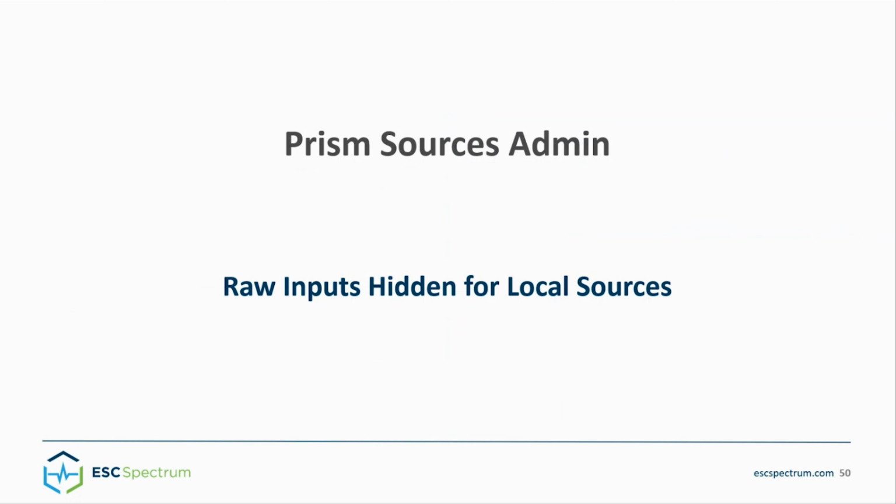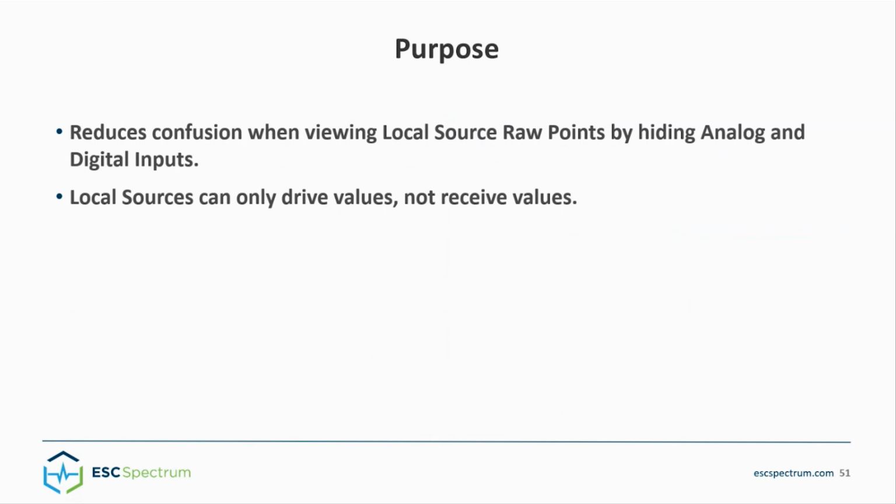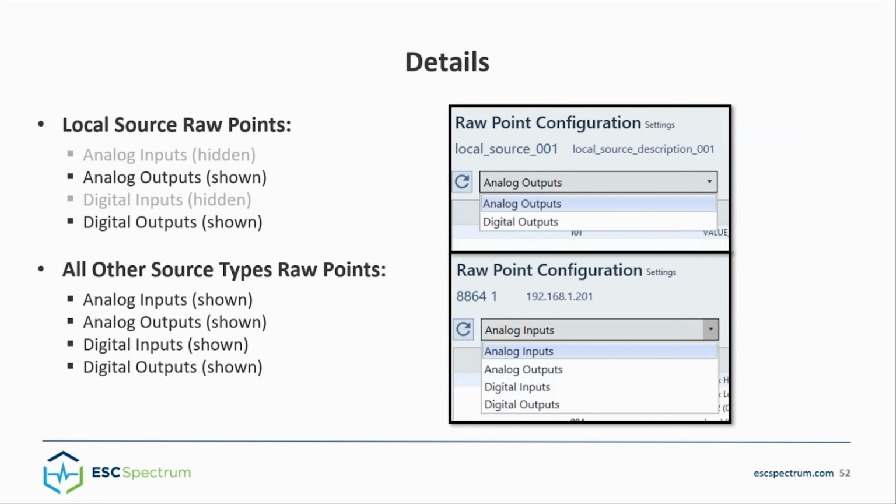For local sources, local sources are not able to receive values, so we've hidden the input options just to avoid confusion when they didn't mean anything. So now for local source raw points, the analog inputs and digital inputs will no longer be displayed.